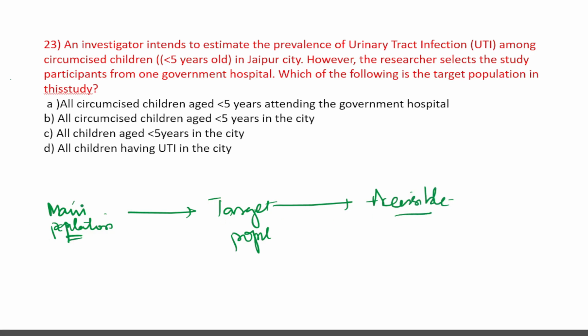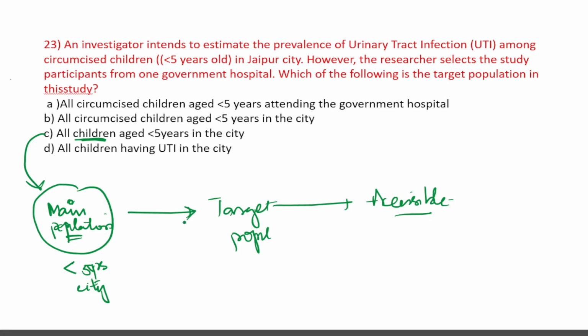What is the main population? What do you think among the options A, B, C and D? I will tell you. The main population is option number C, that is all the children less than 5 years of age in the city. All the children, please remember this point. This is the main population.